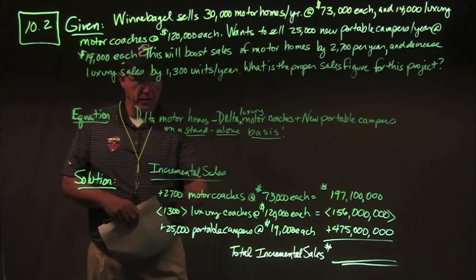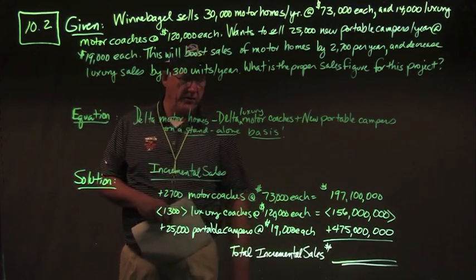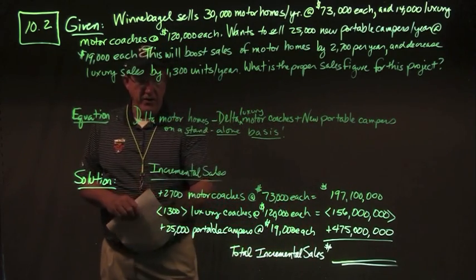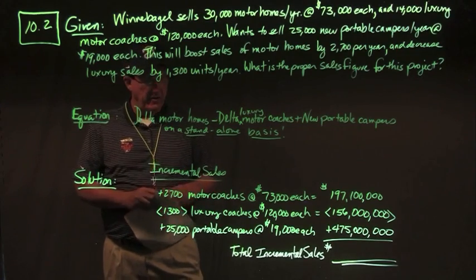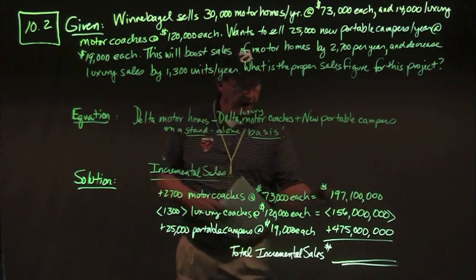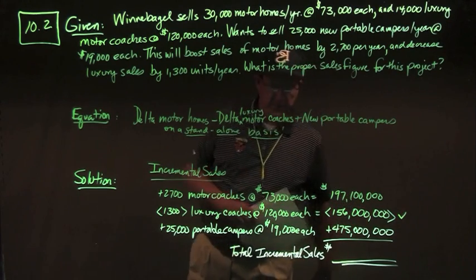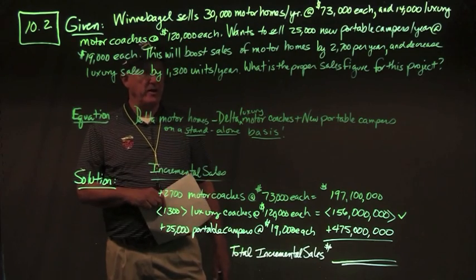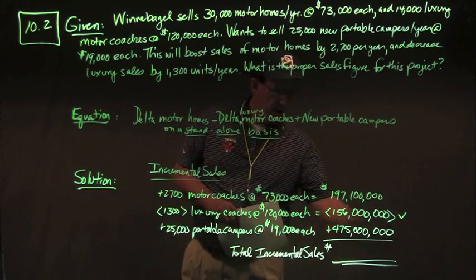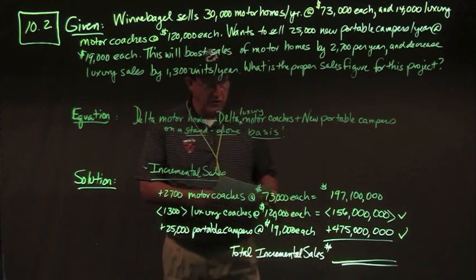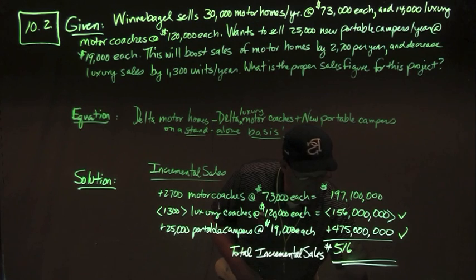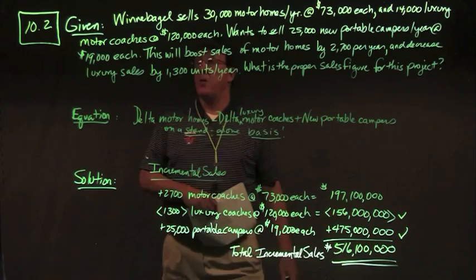So our incremental sales are 2,700 motorhomes at $73,000 each, $197.1 million. I'm going to subtract the 1,300 luxury coach decrease at $120,000 each, so that's a negative $156 million impact. And then my 25,000 new portable campers at $19,000 each will generate $475 million in new sales. My total incremental sales to use for this project: $516,100,000. There's your answer to problem number 2.